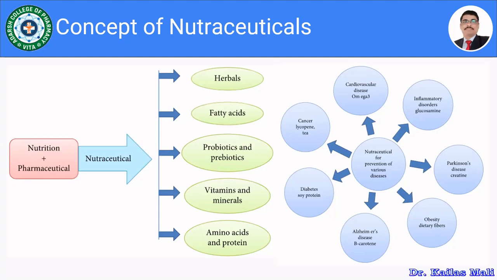Omega-3 fatty acids are going to be beneficial in the treatment as well as prevention of cardiovascular diseases. The second one is inflammatory disorders. There are certain inflammatory disorders which are associated with other diseases, and in these cases we generally use the nutraceutical glucosamine. Then Parkinsonism disease, which is an age-related disease, and in which we use creatine.